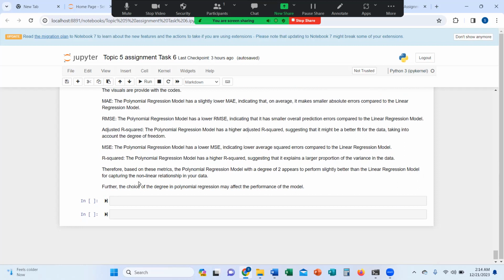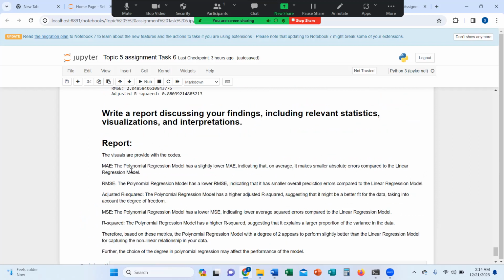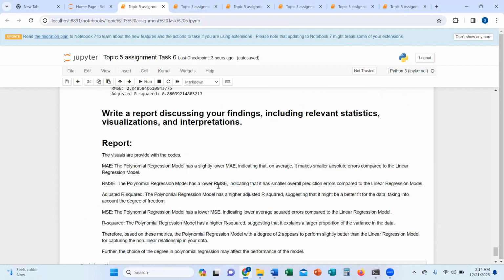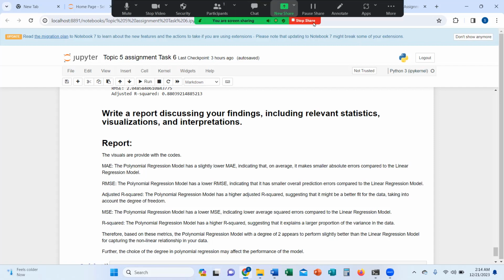Okay, so this shows here that based on the polynomial regression model with a degree of 2, it appears to perform slightly better than the linear regression model for capturing the nonlinear relationship of the data. So that's my presentation, and thank you.